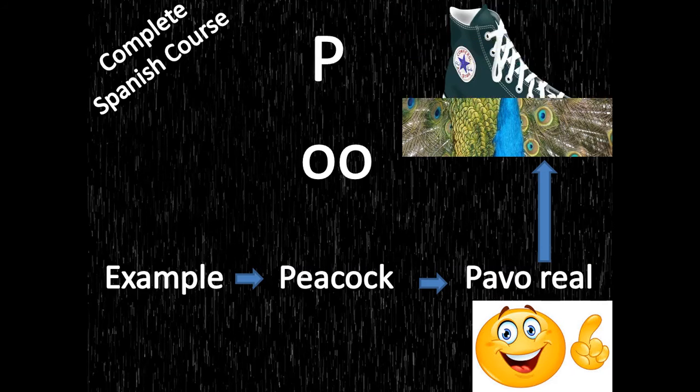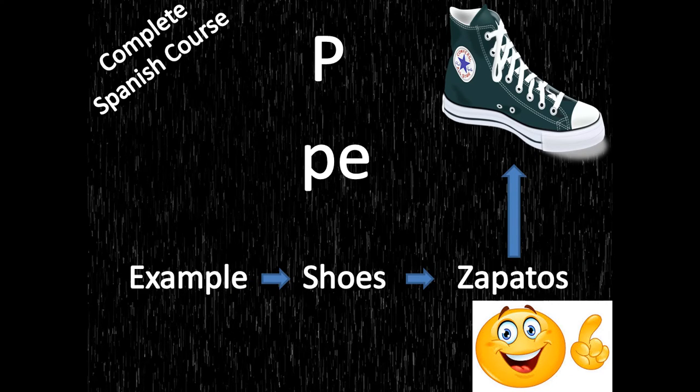Next letter is P. P is sounded as P. Example, shoes. Shoes is called zapatos in Spanish. Repeat once. Zapatos. Okay. Next letter is Q.